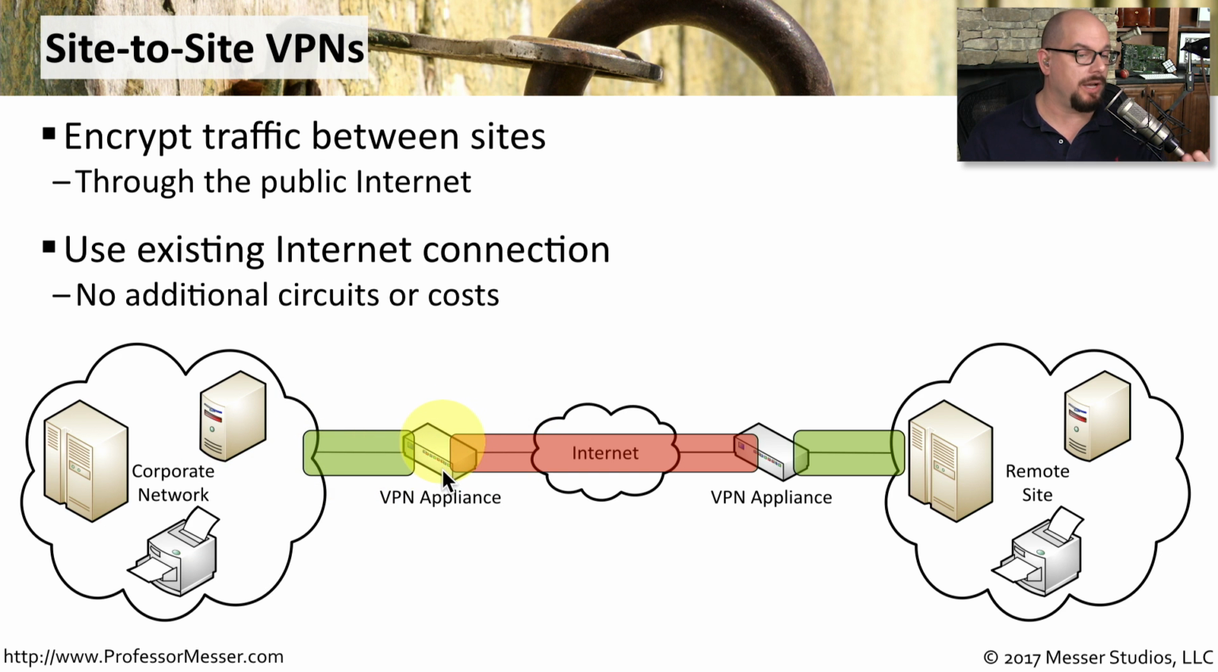The VPN appliance on one side of the connection provides the encryption, and the VPN appliance on the other side of the tunnel provides the decryption.